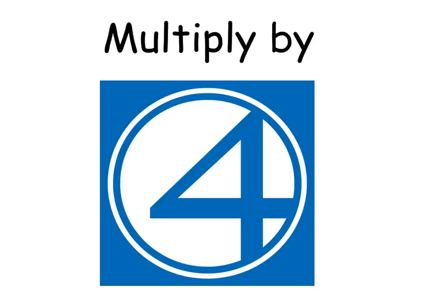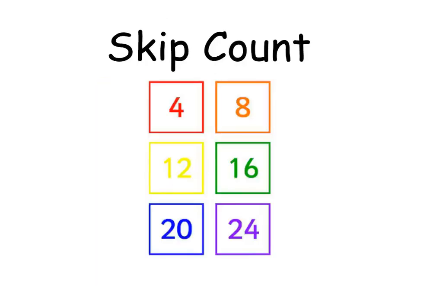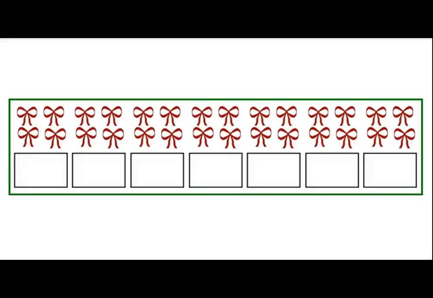In this tutorial, we will look at strategies we can use to multiply by 4. We'll start with the strategy of skip counting by 4s. When skip counting by 4, it's sometimes useful to have a picture so you can count your objects.